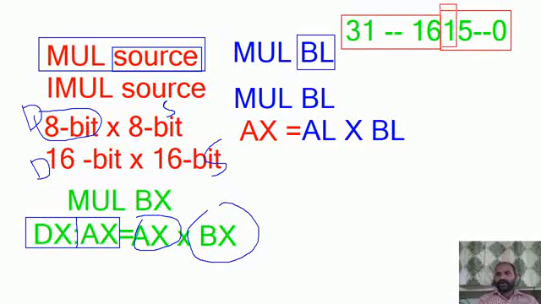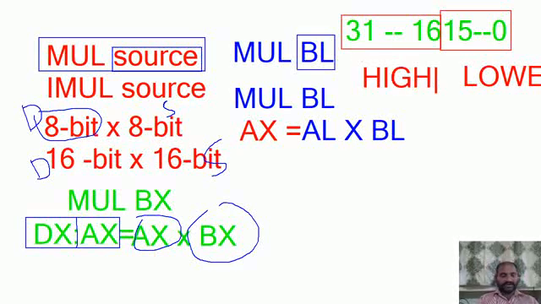Obviously, this one is called the lower word, and this one is called the higher word. As we have the 32-bit combination, the result of the 16-bit multiplication, the lower word, is going to be stored in the AX register. The higher word is going to be stored in the DX register.